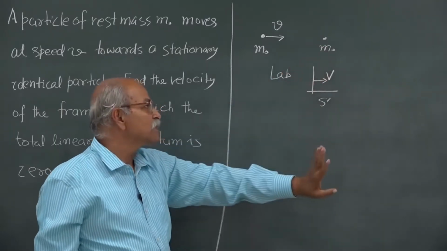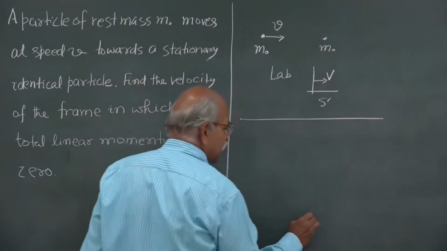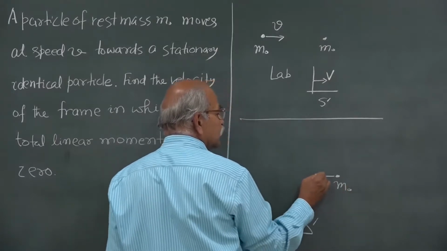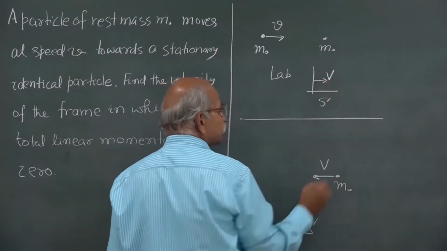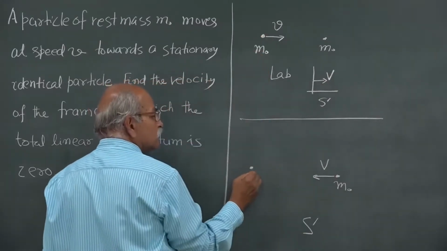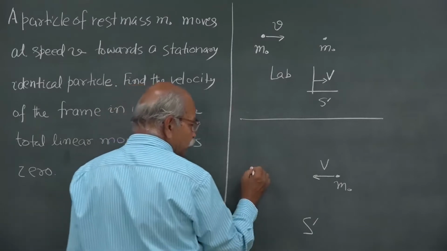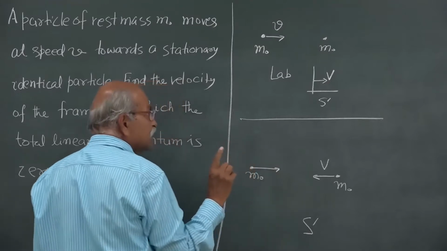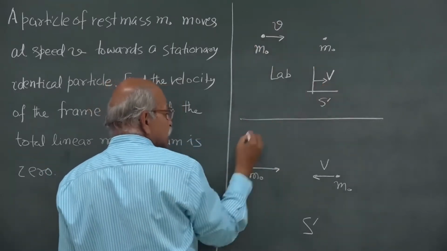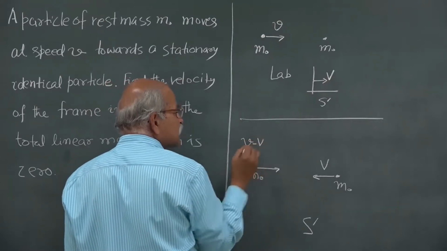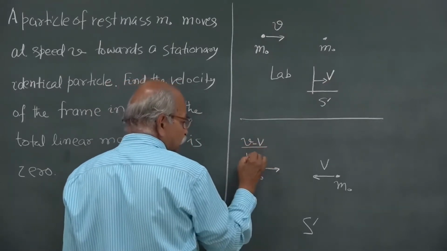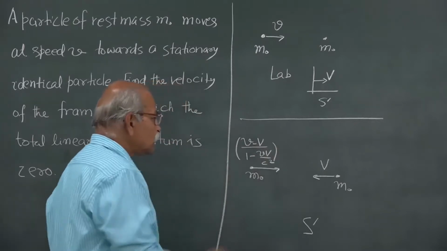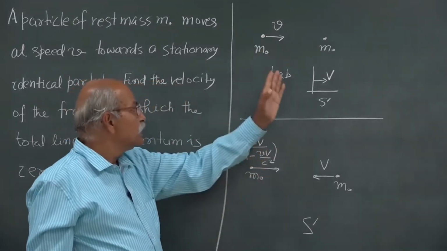Velocity of the second particle is very simple. In this frame S prime, the second particle m0 will move in this direction with this velocity capital V, and the first particle will move with some velocity given by the velocity transformation equation, v minus capital V divided by 1 minus v capital V by c square. That is the velocity of this particle in this frame.